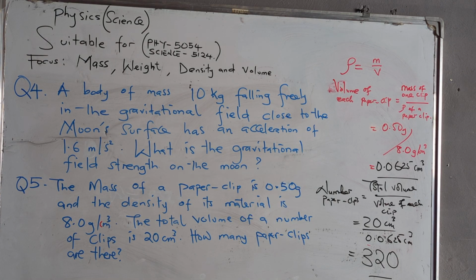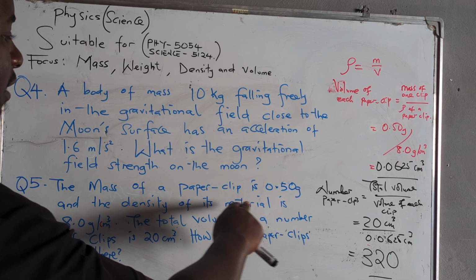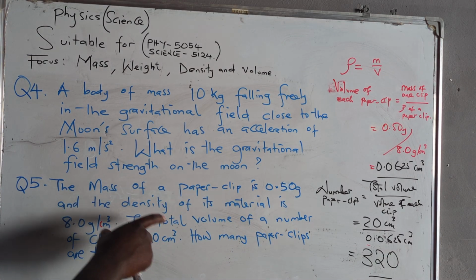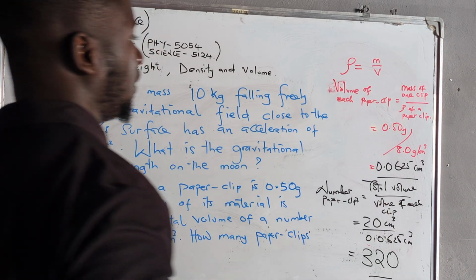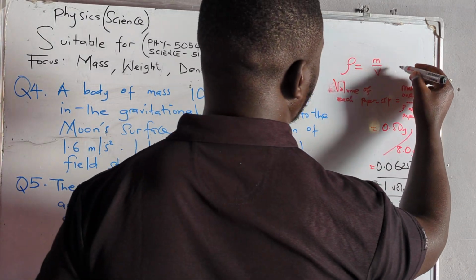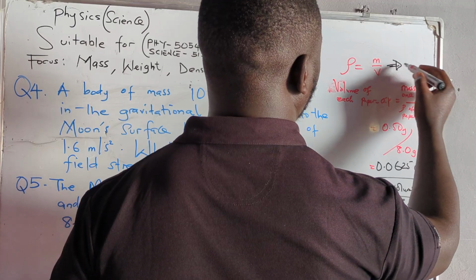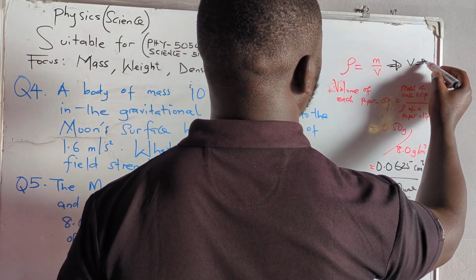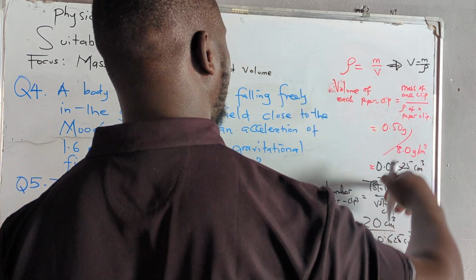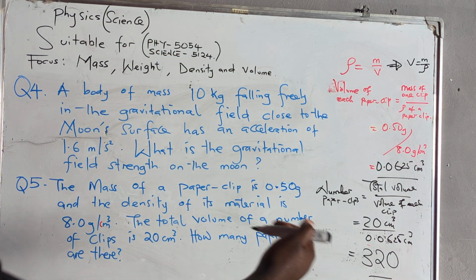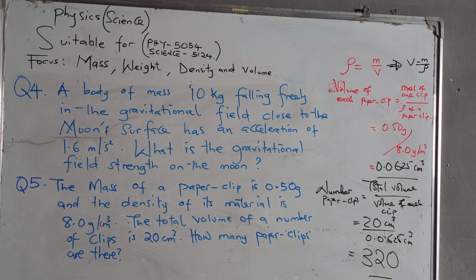So just follow the question the way it is. We've been given mass and the density. From this, we're able to calculate the volume of each paper clip, just playing around with this formula. You just make V the subject, so it's going to be V equals M over rho, which is this here. Then substitute the information given, you get that. That's how you're going to get the answer.